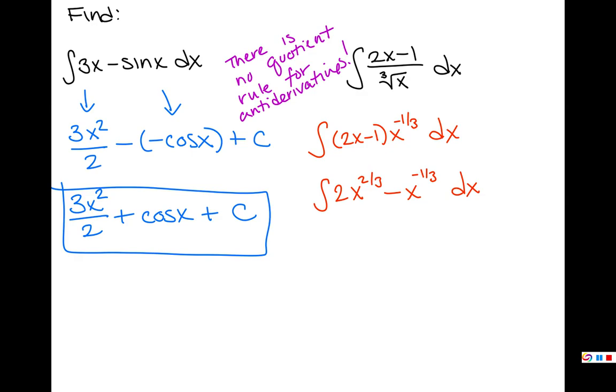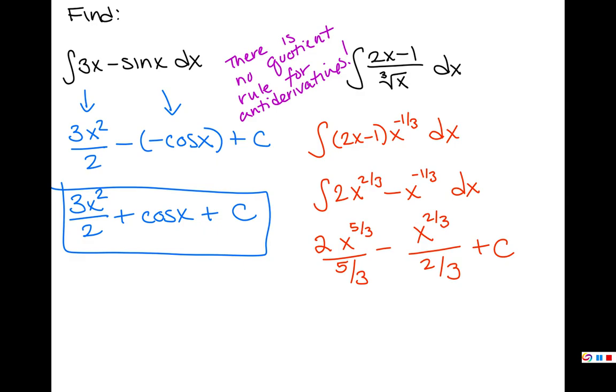Now I can use my power rule. First term, the 2 stays there. We add 1 to the exponent. 2/3 plus 1 is 5/3. Divide by 5/3. And then for the other term, add 1 to the exponent. Negative 1/3 plus 1 is 2/3. Divide by 2/3 plus c.